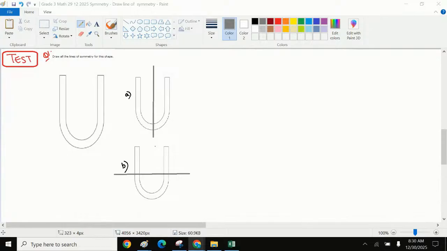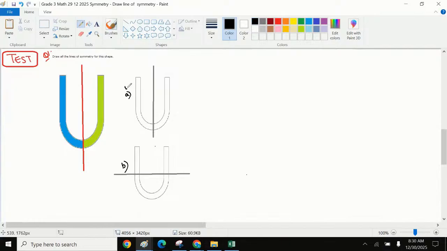Option A. That means the shape in option B is not the same, but the shape in option A looks exactly the same. That means this is the line of symmetry because the shape on the right side is exactly the same as the left side. So option A is the correct option, right? Let's click on the correct option.